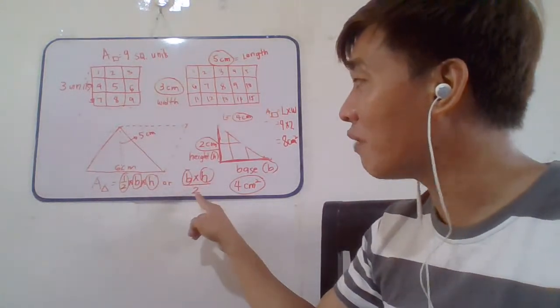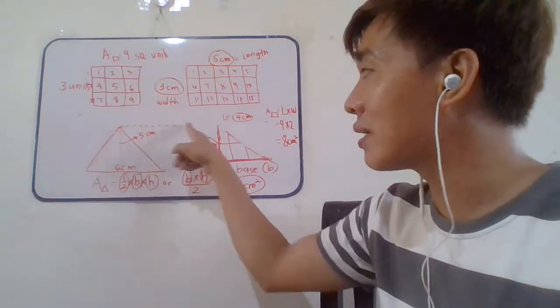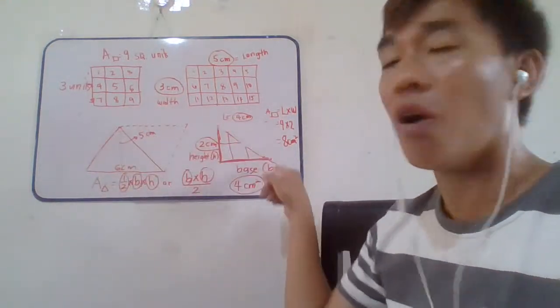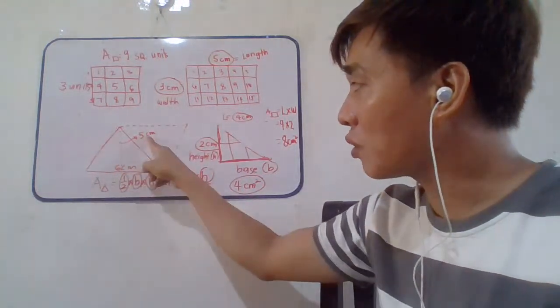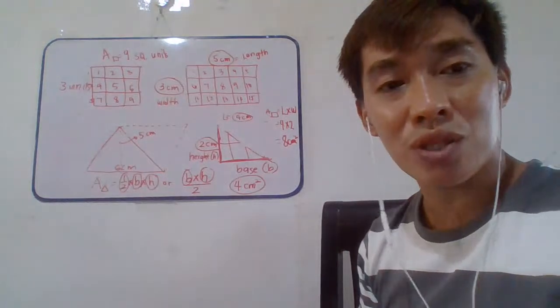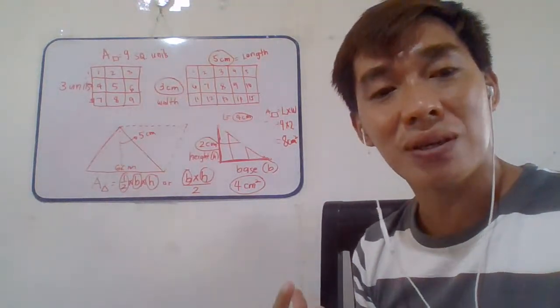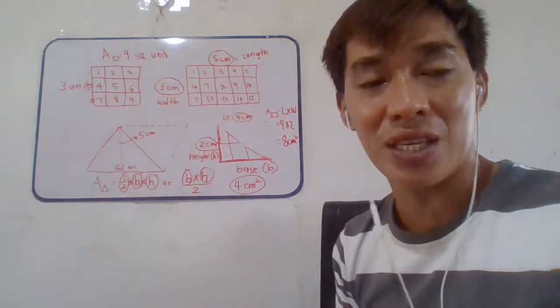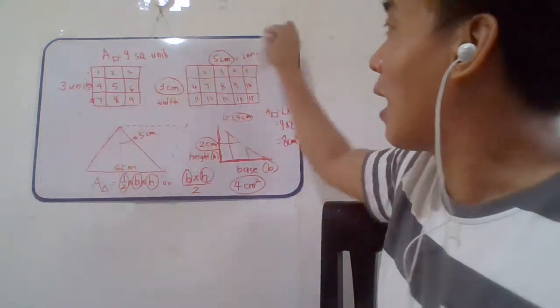Then after that, you divide it by 2 because a triangle is only half of this parallelogram or half of the rectangle. So base times height, which is equal to 30, divided by 2, will give us 15 square centimeters. That's how we get the area of the triangle. Okay, so I hope it's clear now.